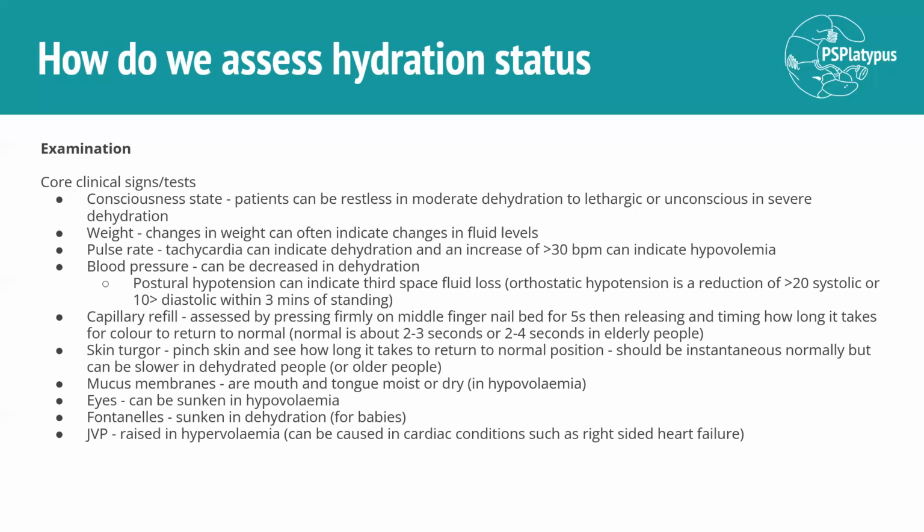We can also have a look at the mucous membranes. So are the mouth and tongue moist or dry? It's going to be dry, which can indicate hypovolemia. We also want to have a look at the eyes, which can be sunken in hypovolemia, and the fontanelles in babies, which can be sunken in dehydration. We also want to assess the JVP, which can be raised in hypervolemia, such as in cardiac conditions like right-sided heart failure.